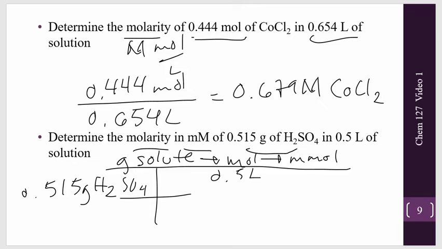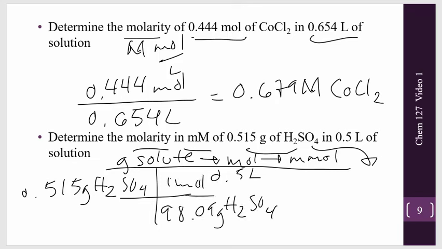To convert from grams to moles, we'll need the molar mass. For this one, I've already determined that, so I'm just going to write it here: 98.09 grams per 1 mole. That would get us into moles. What we're going to need, though, is millimoles, so 10 to the minus 3 moles is 1 millimole.